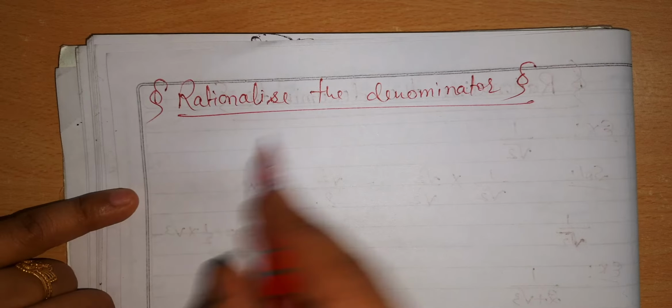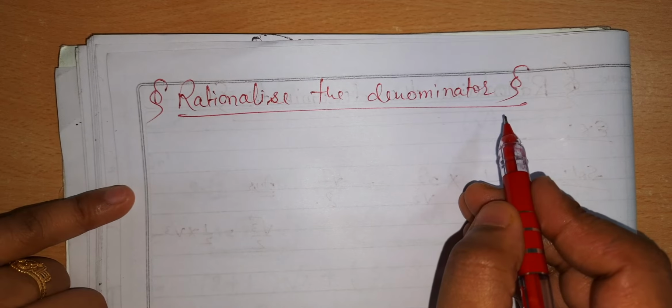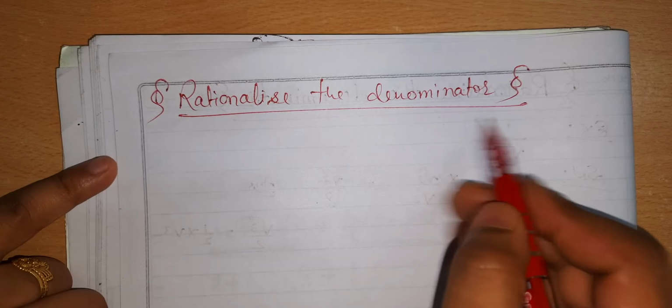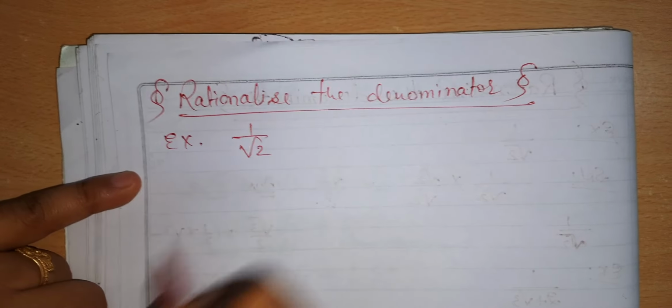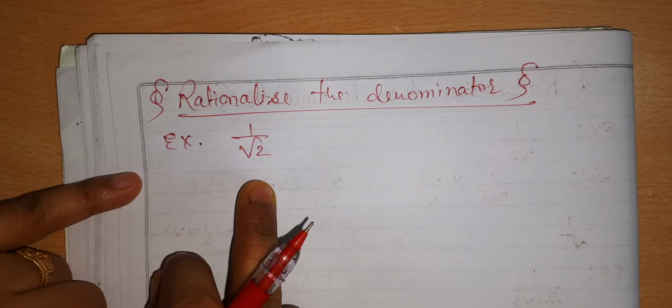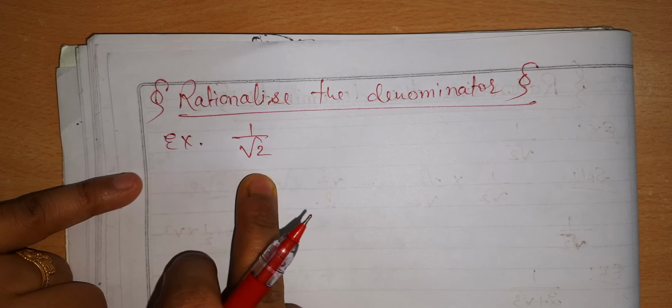Today's topic is rationalize the denominator. We'll explain the rationalization of the denominator by taking this example, 1 by root 2. We have to rationalize the denominator. So here in the denominator we have root 2.